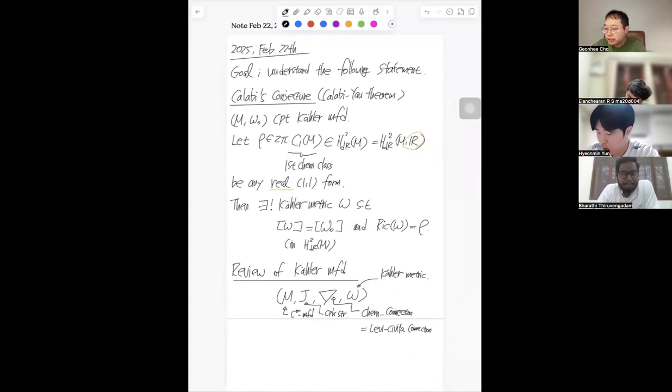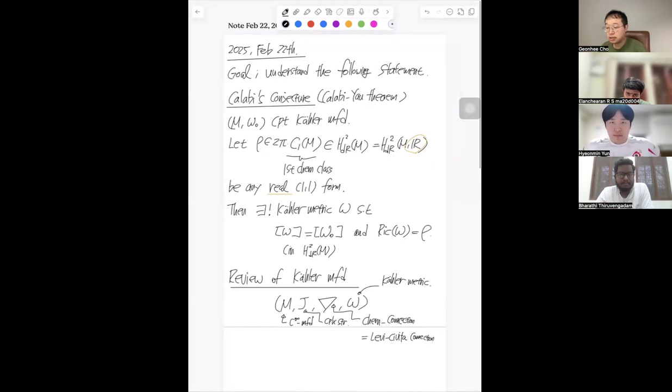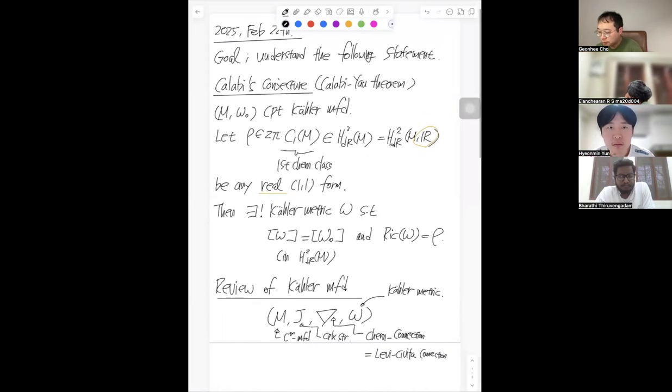So my original intention for today's seminar is that I just want to pick up probably one of the most important statements of complex geometry. This is the Calabi conjecture, and I didn't intend to cover all the details for today, but I just want to list the objects that we need to understand together. So let me just mention from the beginning again.